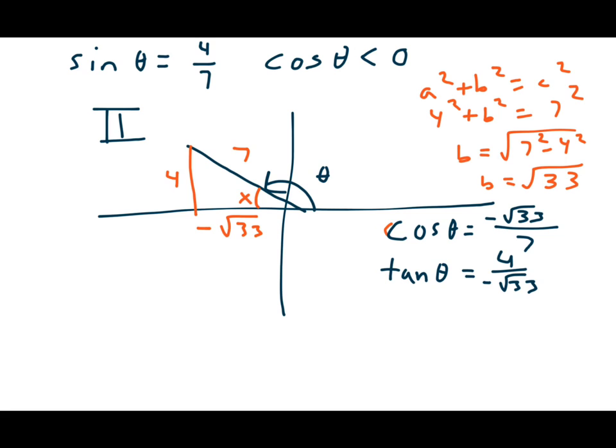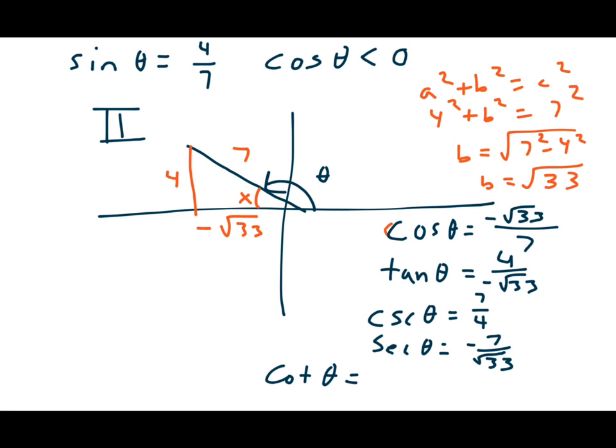Then cosecant is flipping sine, so that's just 7/4. Secant is flipping cosine, so that's -7 over the square root of 33. And then cotangent is flipping tangent, which is -square root of 33 over 4. That's how we use reference angles. Okay? Now, next thing we're going to talk about has to do with graphing, and that's periodic functions.